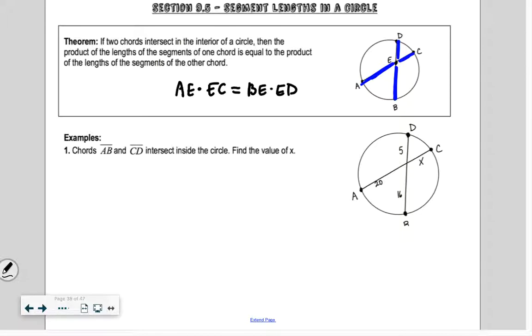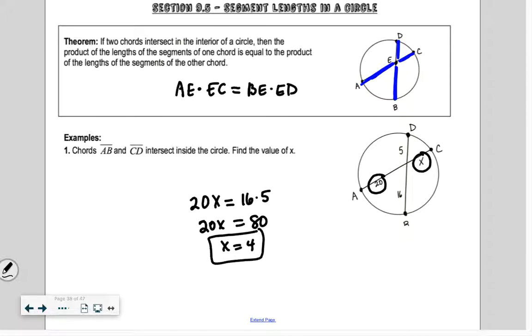So in this case, it says chords AB and CD intersect inside the circle. Find the value of x. It's like the easiest formula ever. Do you guys see it? 20 times x, they're on the same chord, equals what times what? 16 times 5. Done. 16 times 5 is 80. So we end up getting x is equal to 4.